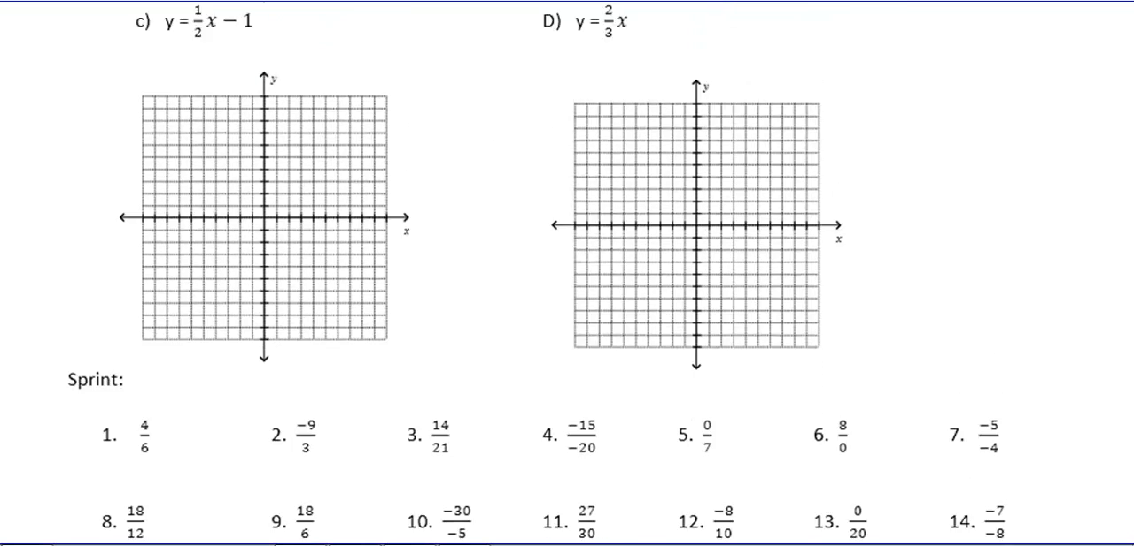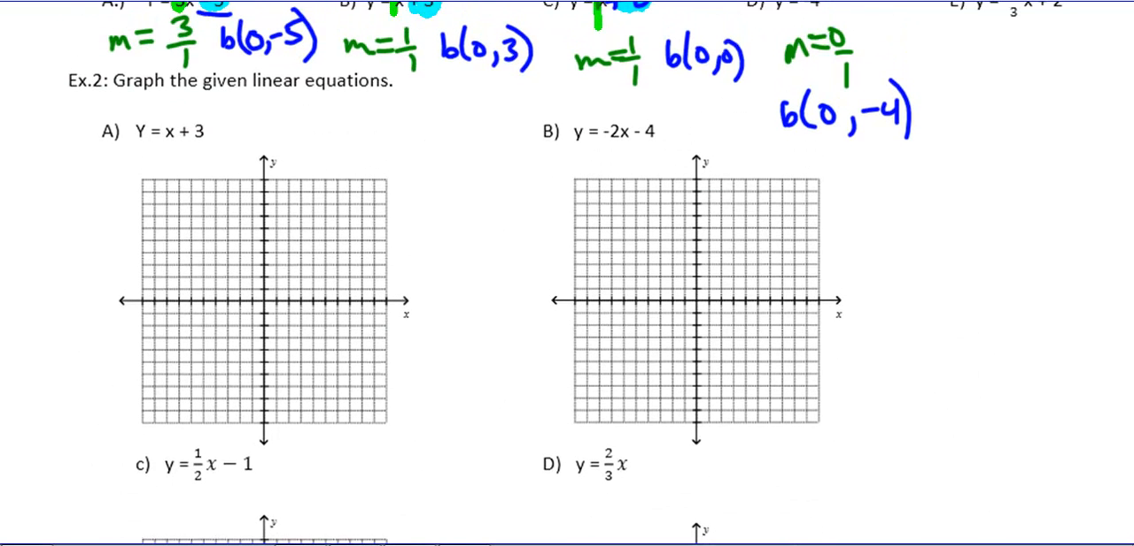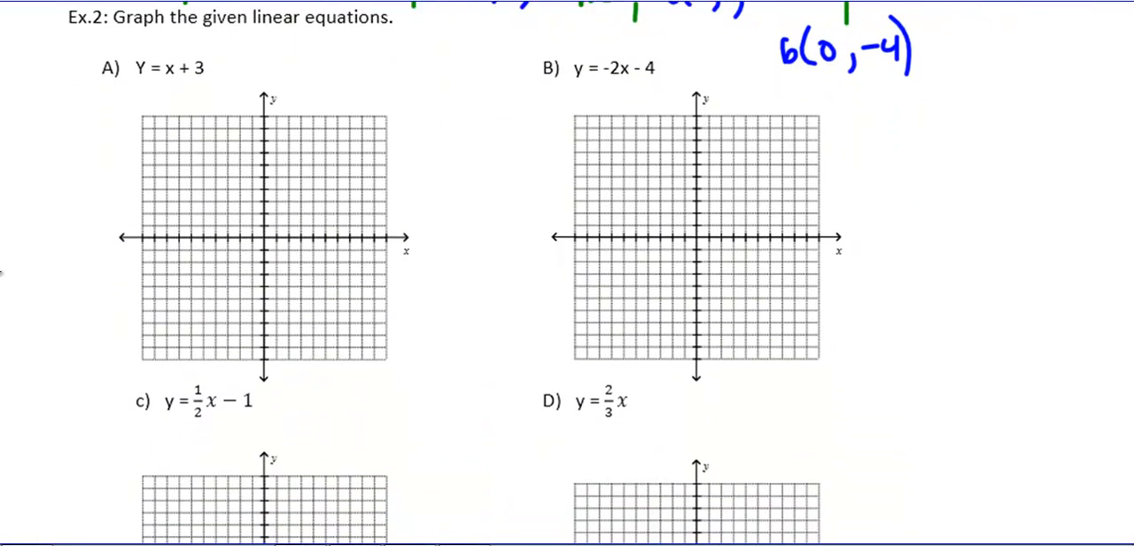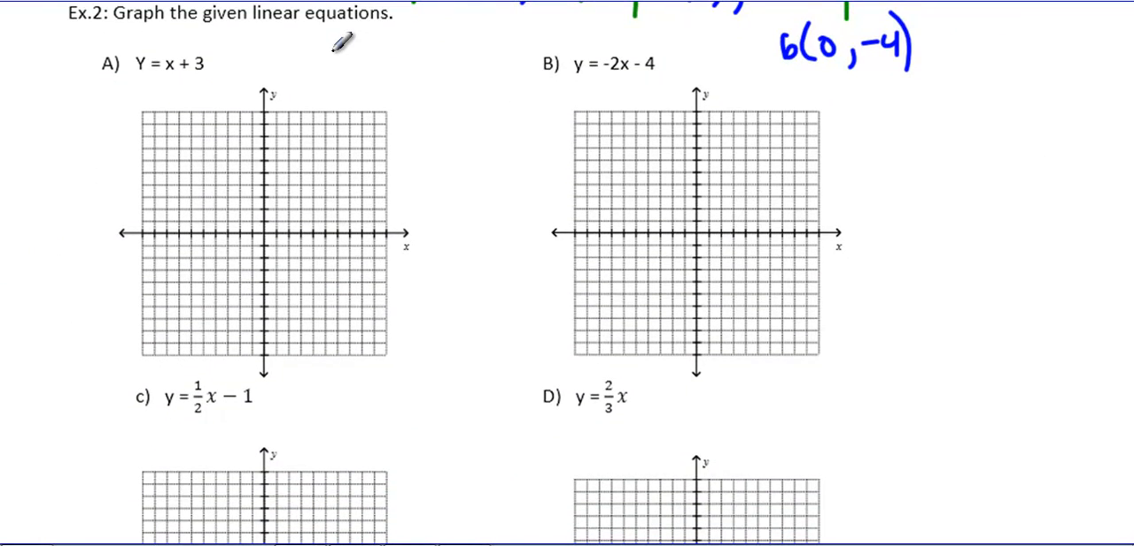Let's go ahead and take a look at our 4 graphing problems that we have. So we're going to use this information on the actual graph. Alright, again, when it comes to graphing, we begin with the b, we do the slope twice, and then we draw a line. Okay? You would do the slope more than twice, but twice is enough to get a pretty accurate line. Alright, so the first thing I'm going to do is highlight my information. My slope, once again, is 1 over 1 in this problem. And my y-intercept is 0, 3.